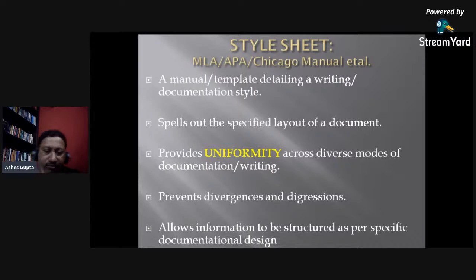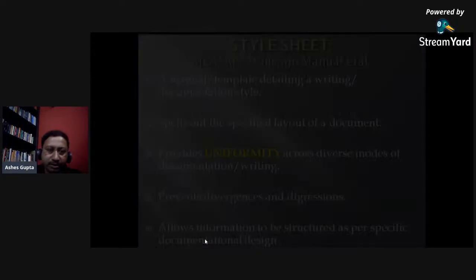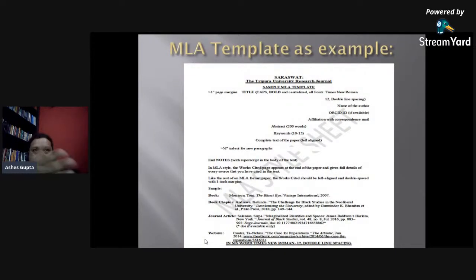The style sheet also allows information to be structured as per a specific documentational pattern, so that the reader can easily gather what is being communicated to him. Because when you are writing a research paper, your basic premise is communication. Your basic premise is functional communication. If you are communicating, then the receiver on the other side of your message has to be able to decode what you communicate very easily. Otherwise, your communication fails. So research writing has to be that sort of writing which communicates across a particular structure, a certain structured information or data.